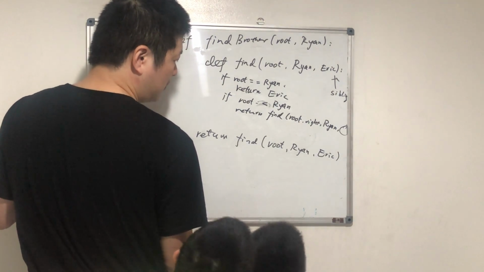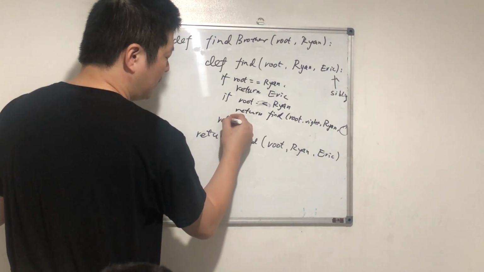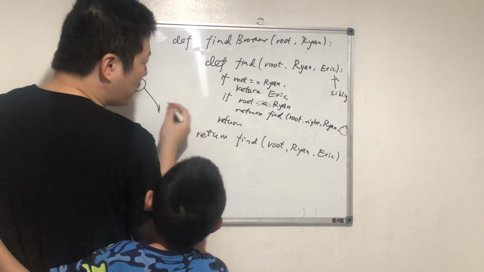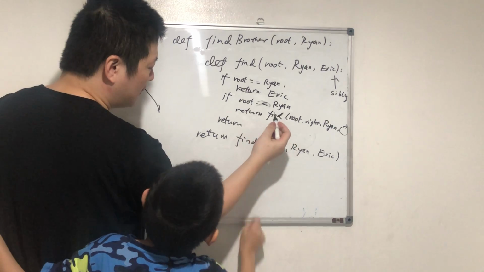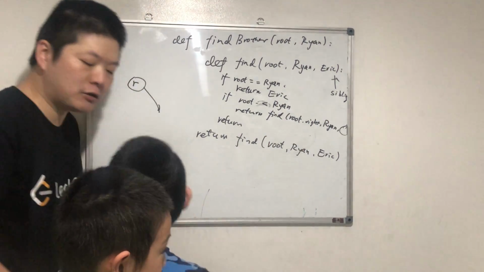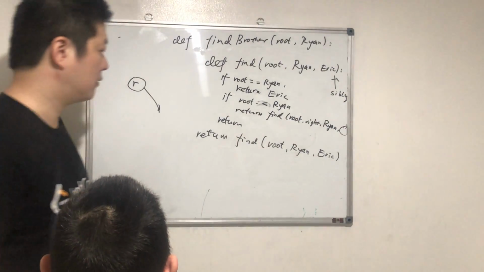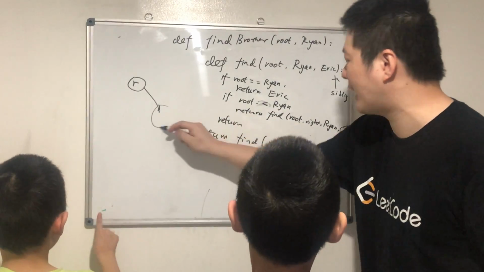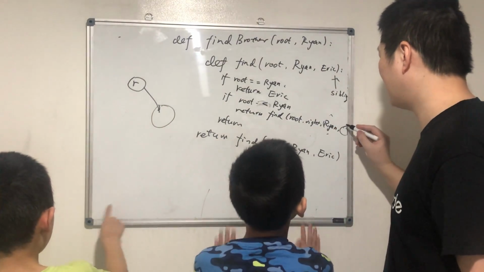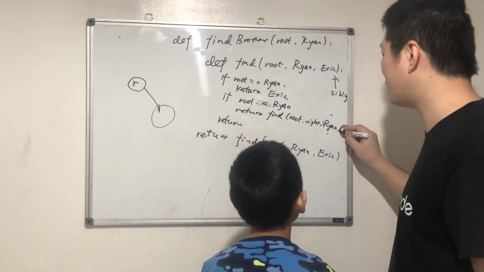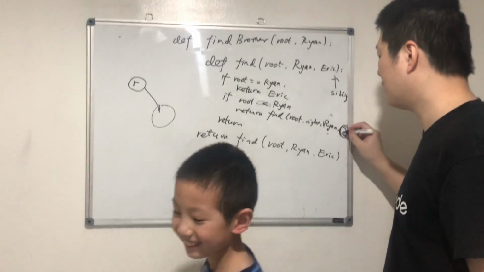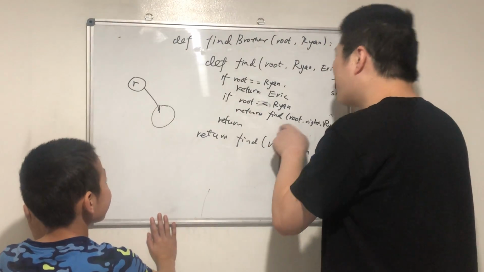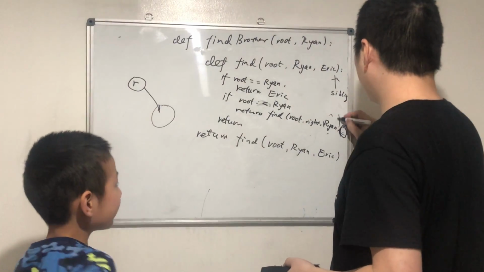You have a closed bracket. Look, we are going to the right. Return find root dot right, we want to find the brother, and we want to update the sibling. What's the sibling value now? It's root dot what? Root dot right. We are going to the root of left.